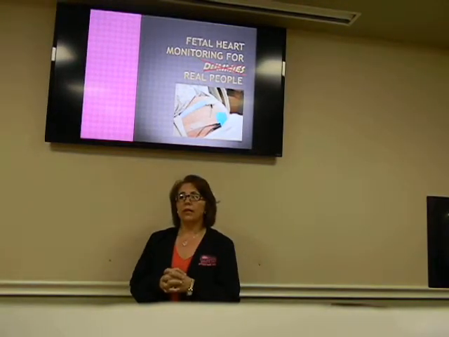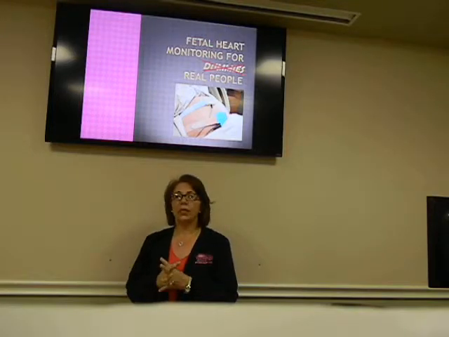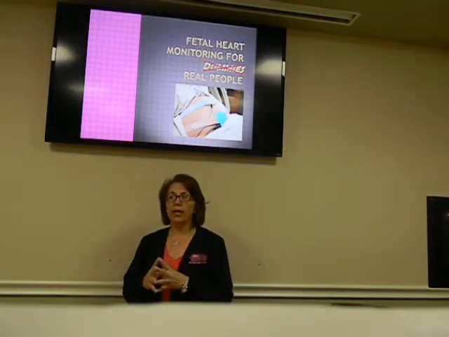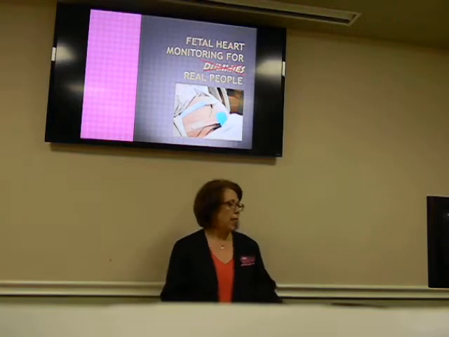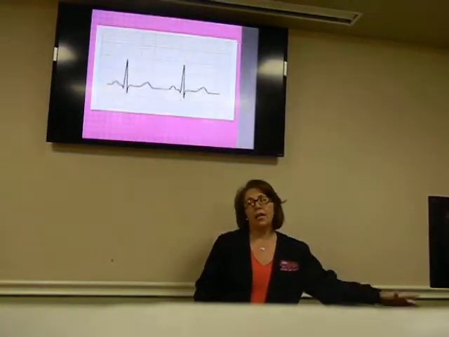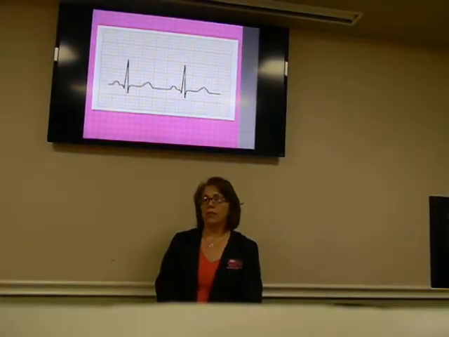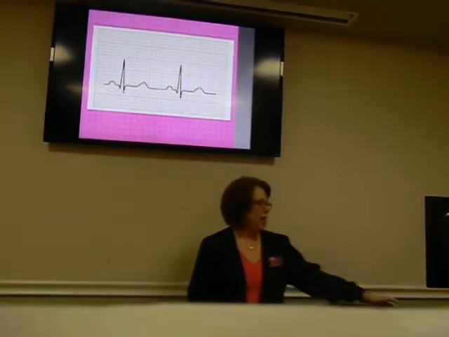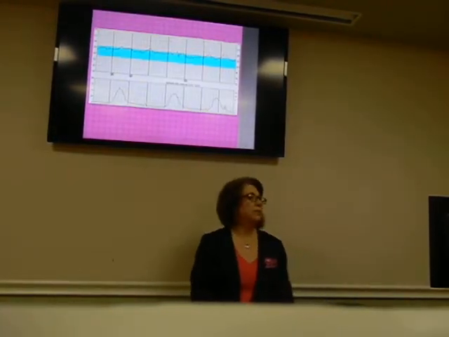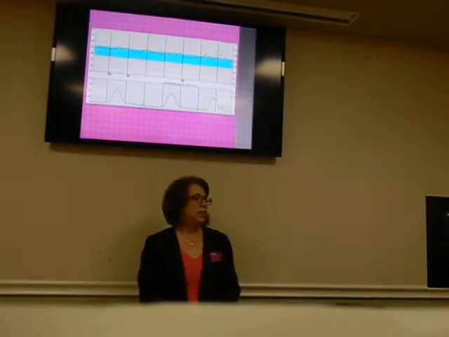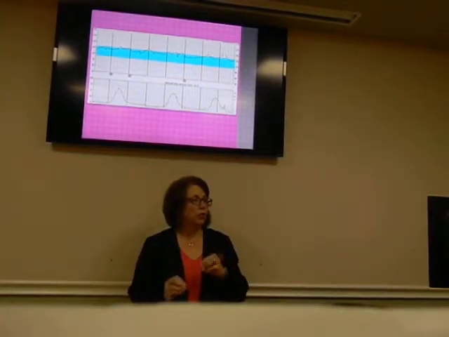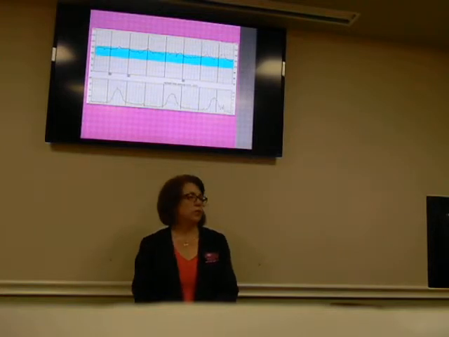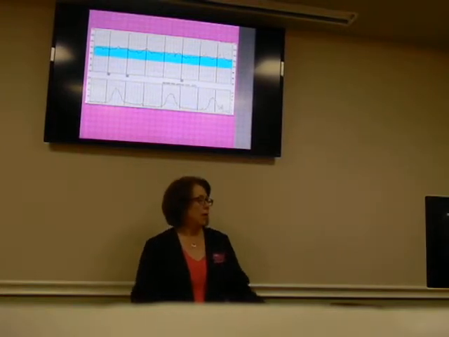So the tracing is actually just the baby's heart rate printed on a piece of paper. Now most people think that a heart rate looks like this on a piece of paper. But in fetal monitoring, it actually looks like this. So as you see, it's a line with squiggles on it, big squiggles and small squiggles, and some rolling hills.